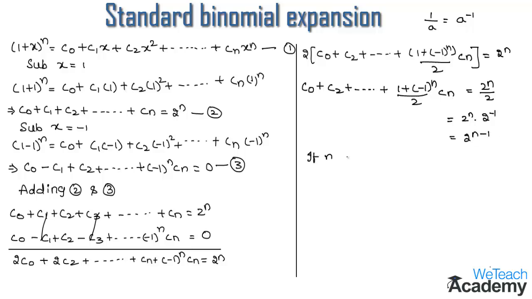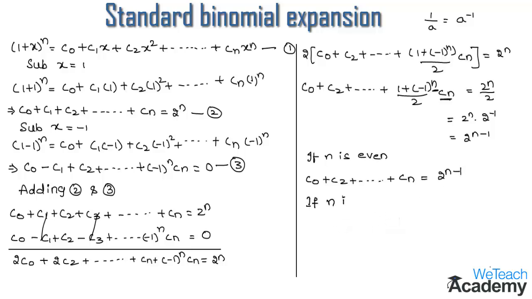Now let us say if n is an even number, then we get this equation as c0 + c2 + so on. And now let us simplify the nth term. So we get here 1 + (−1)^n. If n is an even number, then its value would be 1. So we get here (1 + 1) divided by 2 is equal to 2 divided by 2. On simplifying, 2 and 2 get cancelled and we get here value as 1. So 1 into cn would come as cn is equal to 2^(n−1).